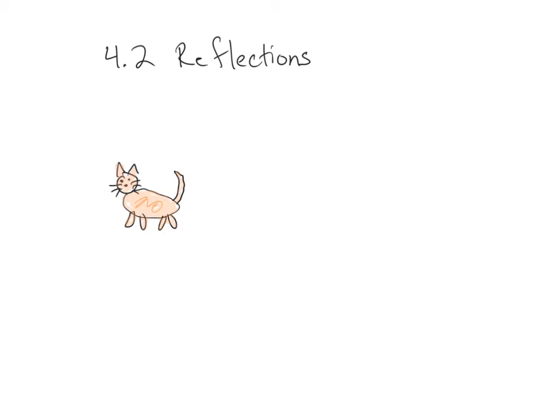And with a reflection, the cat gets flipped over a line of reflection. So let's draw a line of reflection here. This is our line, this blue line of reflection. So I'm going to take this image and we're going to copy this cat first. Let's copy the cat.